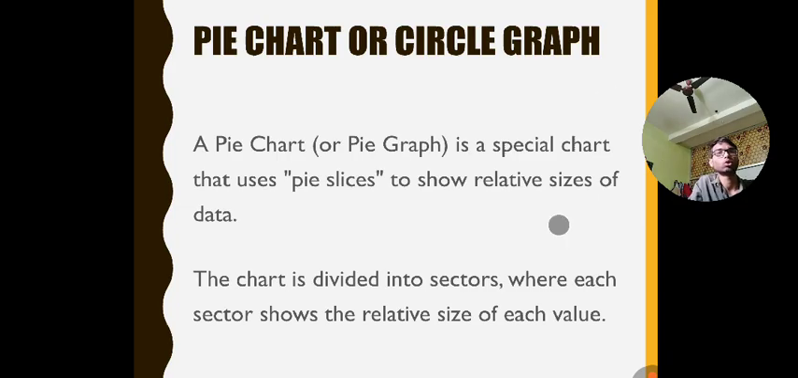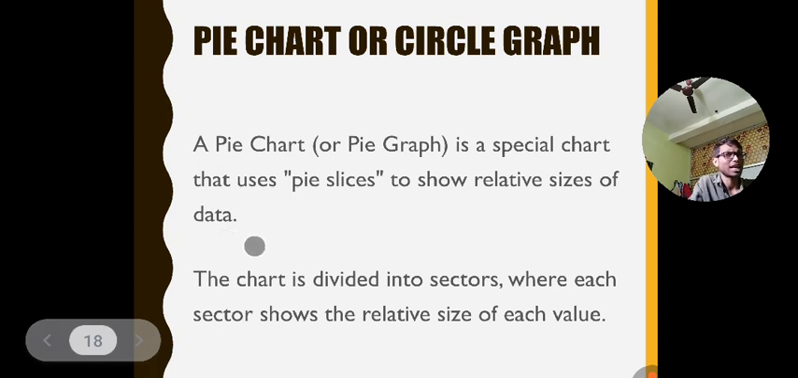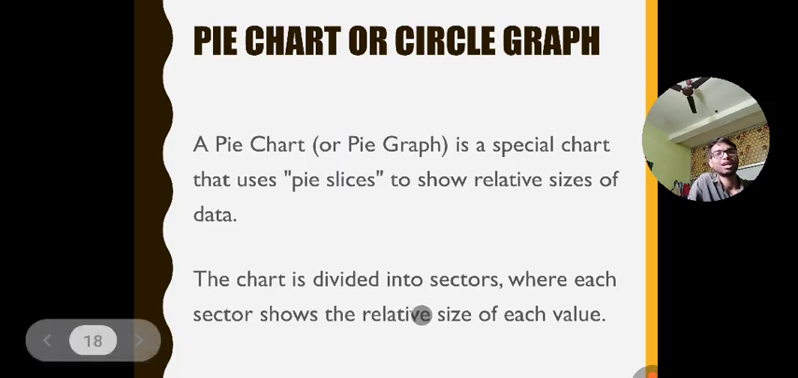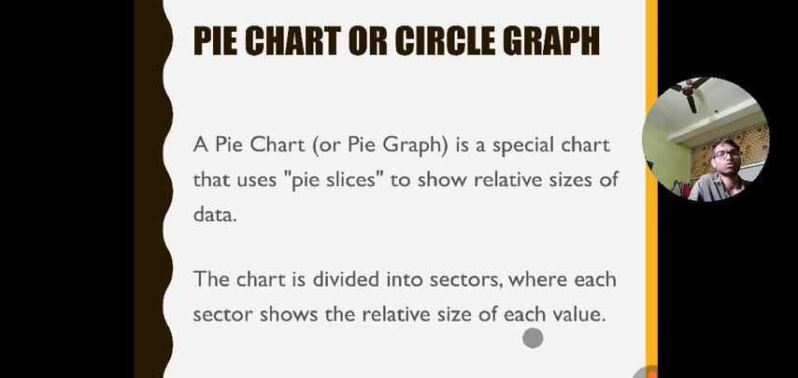Now we are going to explore the pie chart, or circle graph. A pie chart looks like a circle, but a pie can be cut. A pie chart or pie graph is a circular chart that uses pie slices. We can cut a circle to show the relative size of the data. The chart is divided into sectors where each sector shows the relative size of each value.